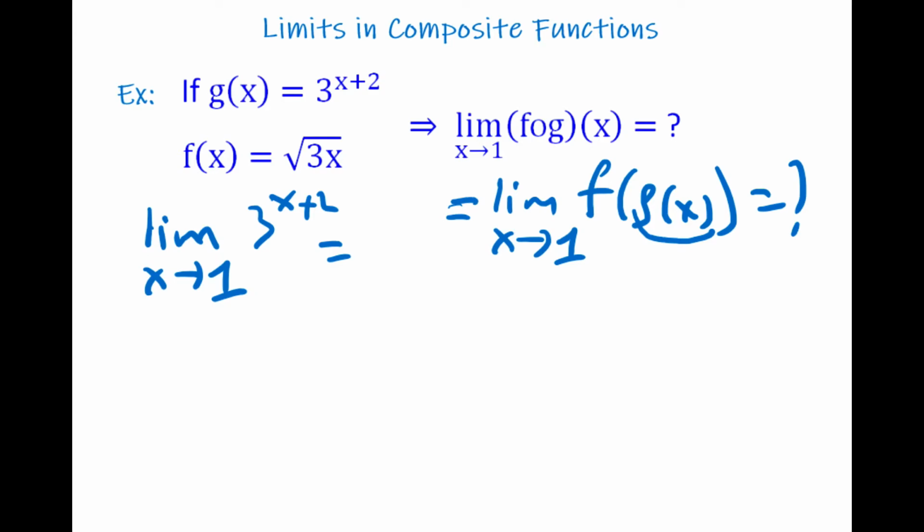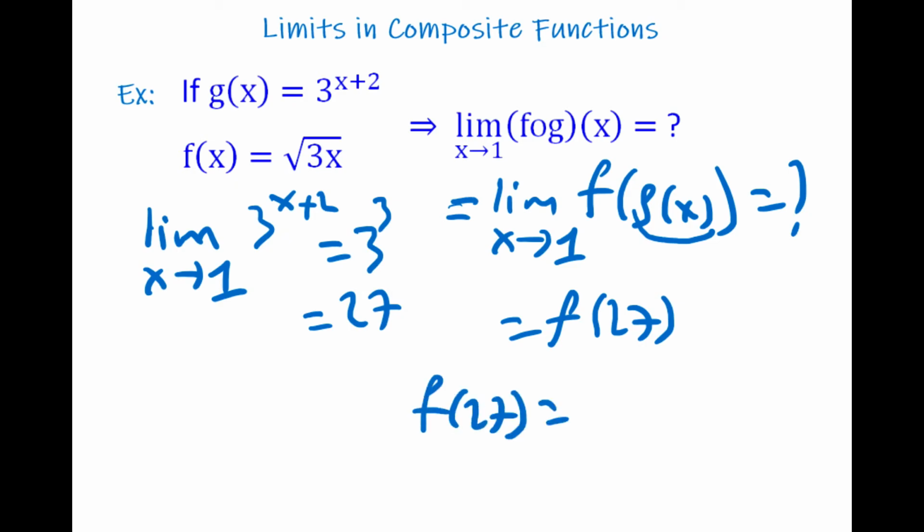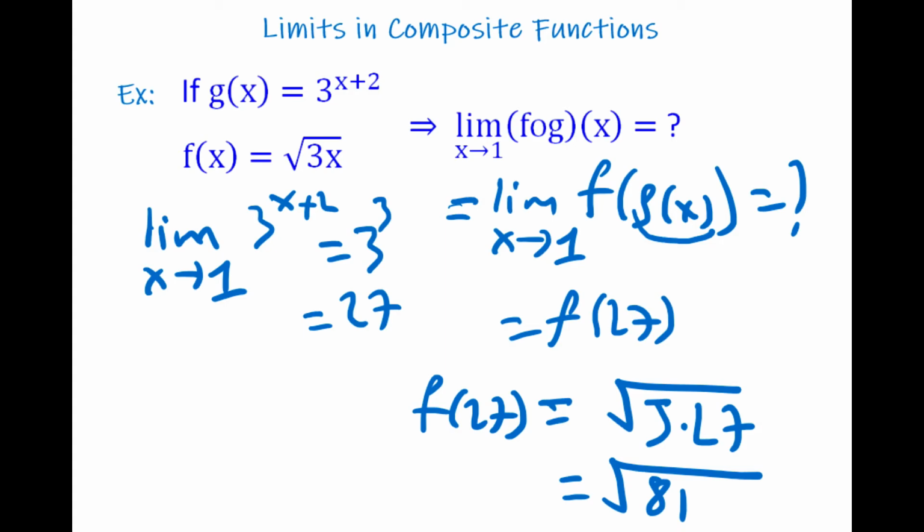So once we do it, we're going to have 3 to the power of 1 plus 2, which is 3. So this is going to be equal to 27, guys. So that means I will just evaluate f of 27. Of course, f of 27 is going to be the square root of 3 times 27. And this is going to give us the square root of 81, and that is 9, guys. And let's take a look at our last question.